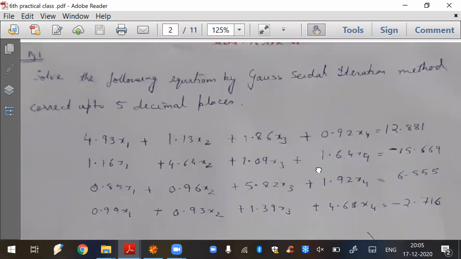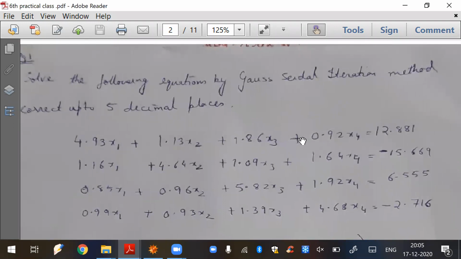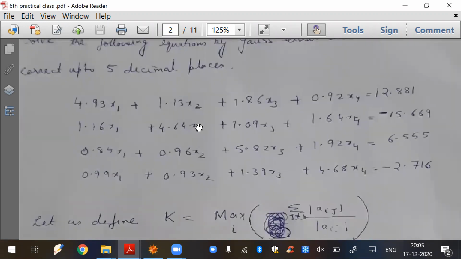The problem is: solve the following equations by the Gauss-Seidel method, correct up to 5 decimal places. In the first page, you are going to write this system of equations which is provided here. For the Gauss-Seidel method, the main thing is that this is an iteration method, so there is a question of convergence, and this method is convergent provided some criteria is satisfied. And what is the criteria? The criteria of diagonal dominance of the coefficient matrix.